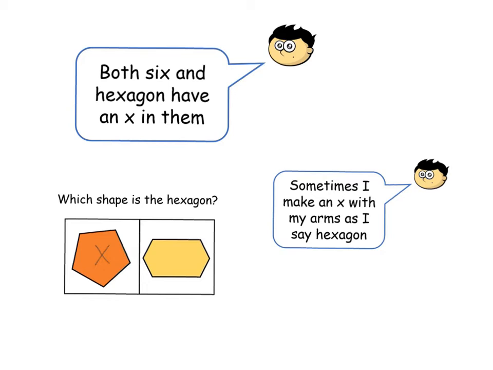So it means it must be this shape. So let's count the sides up and see if we have 6 sides all together. Then we'll know that we have a hexagon. 1, 2, 3, 4, 5, 6. Yes, that's right. This yellow shape here is the hexagon because it has 6 sides all together.